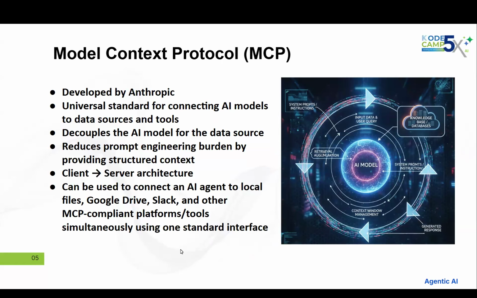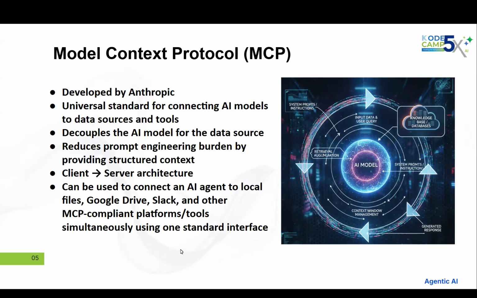The MCP follows a client server architecture. So you have an MCP server and you have MCP clients that connect to that server and make use of the resources available on that server. And it can be used to connect your agents to, say, local files, to cloud resources like Google Drive, Slack, or any other tool or platform that is compliant with the MCP protocol.